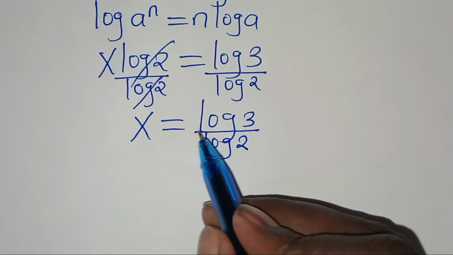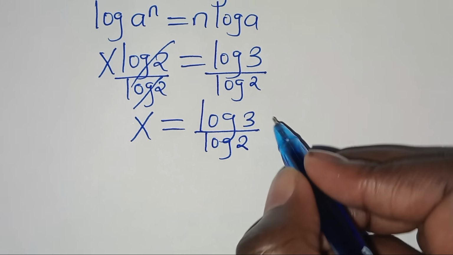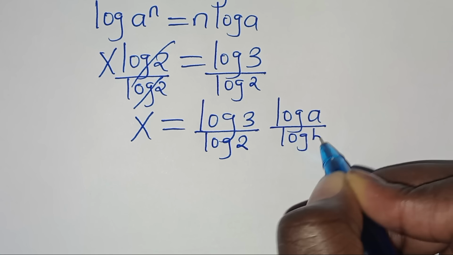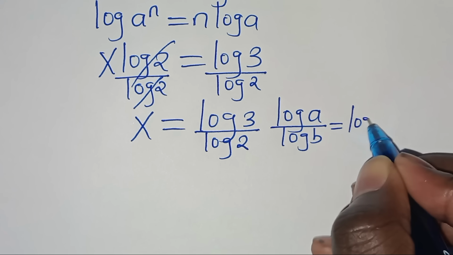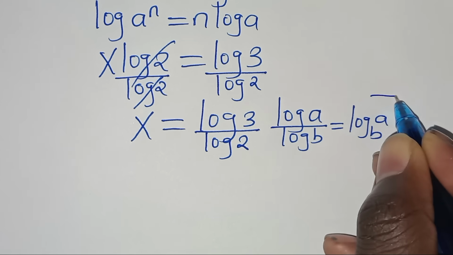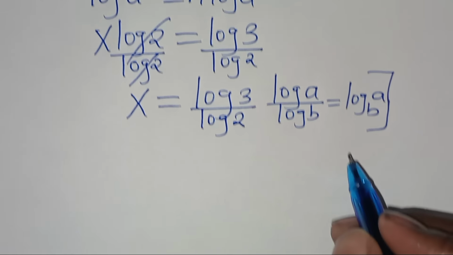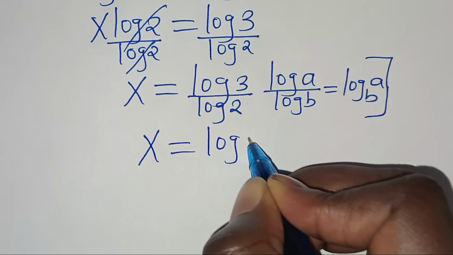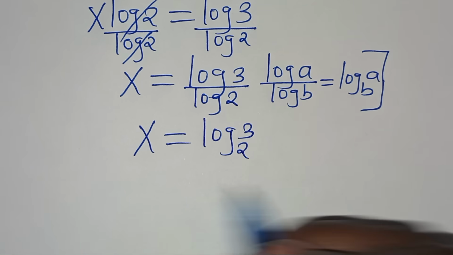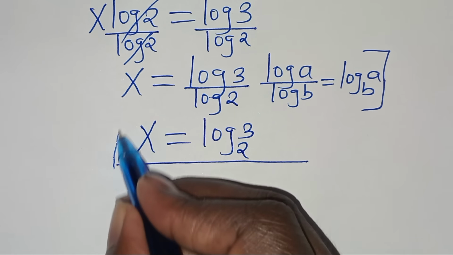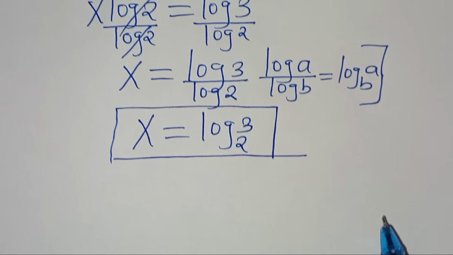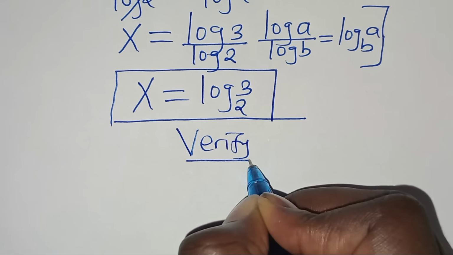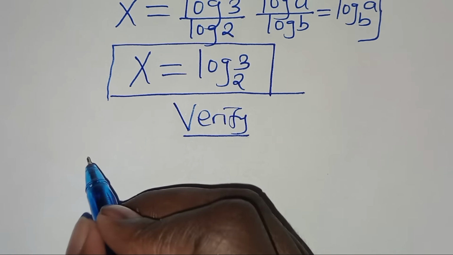Now we have that log 3 over log 2 is in the form of log a divided by log b, which we can express as log a to base b. Applying this property, x is equal to log 3 to base 2. This is the value of x. Now the next step is to verify that this value of x satisfies the equation.